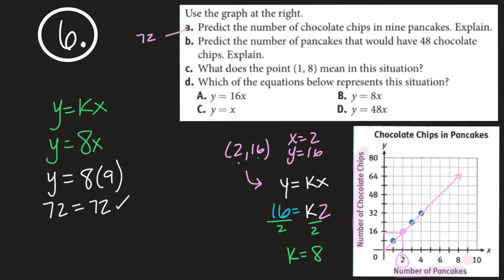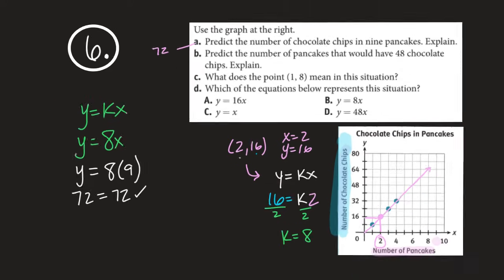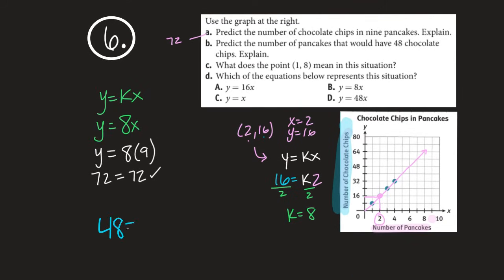Now they want us to predict the number of pancakes that would have 48 chocolate chips. Well, remember, chocolate chips right here is the y value. So if I know that my chocolate chips is 48, 48 equals 8x, and I know that my constant rate of change is 8, then I can get my x. Same thing you would do to the other equation, divide both sides by 8, and then you would get the number of pancakes, which would be the x. So 6 pancakes has 48 chocolate chips. So on this one, the answer is 6.